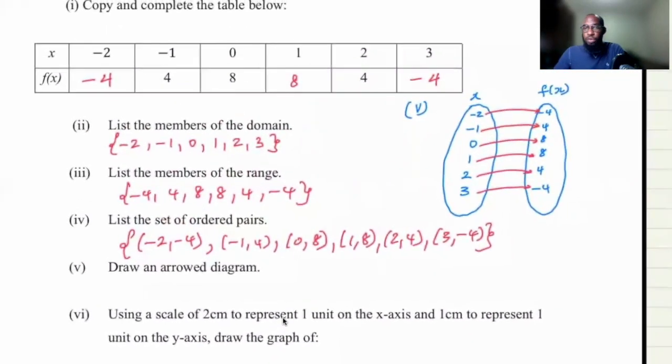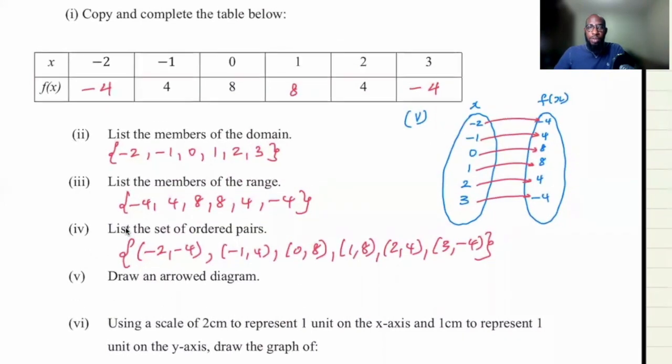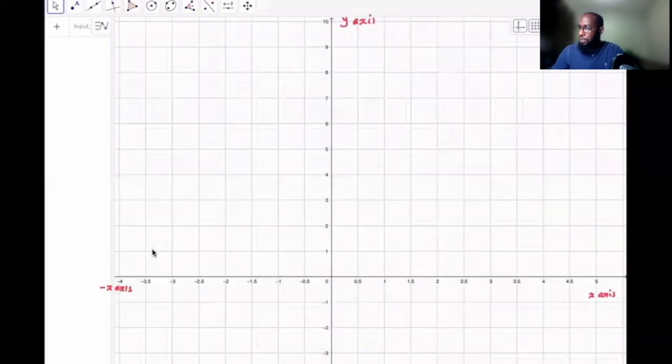So what we're going to do now, we are going to plot, right? In order to plot, we have to look at the ordered pair. We could look at the ordered pair, we could look at the table, it doesn't matter, right? So if we look at the table, we have x is -2, y is -4. So we look for the x value first, and then we look for the y value.